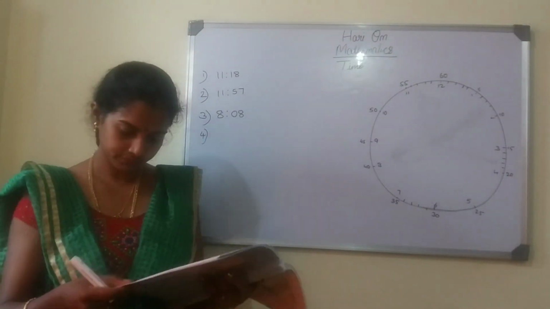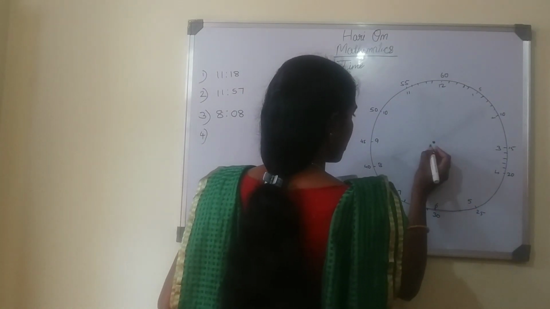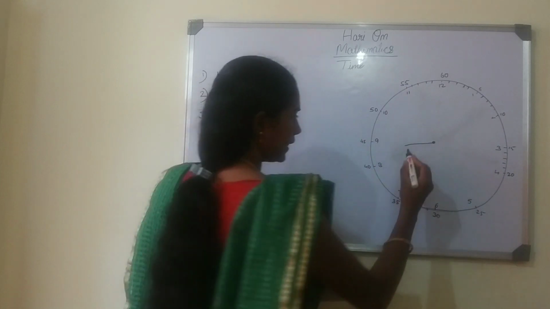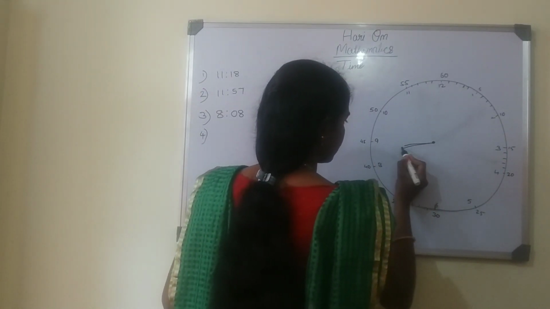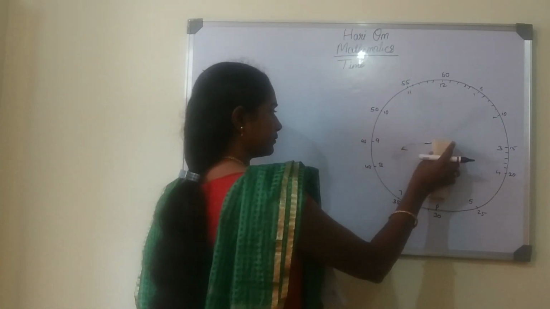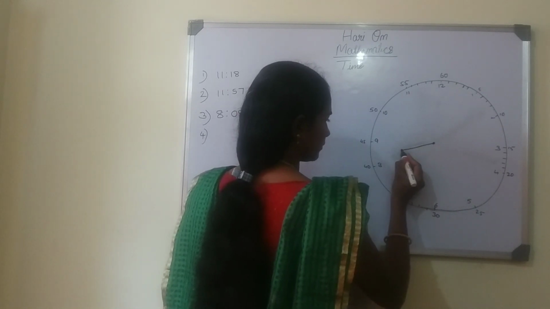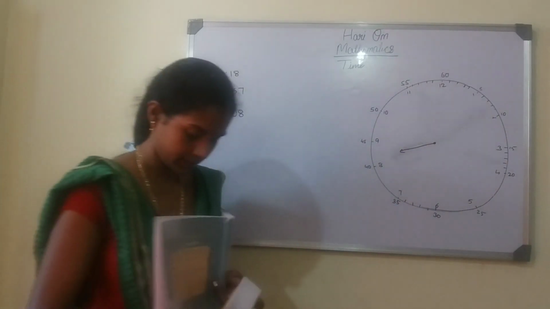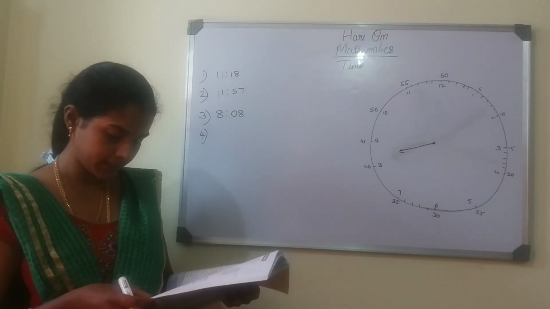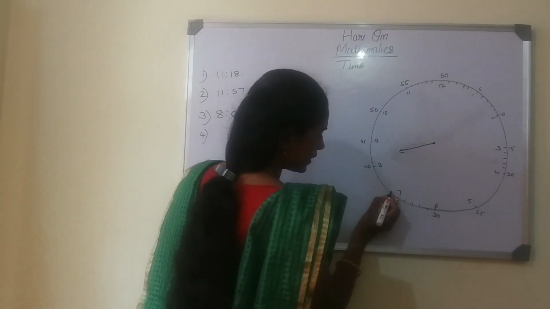Fourth one. Again, the short hand is between 8 and 9. The short hand is between 8 and 9, and the long hand is between 7 and 8.